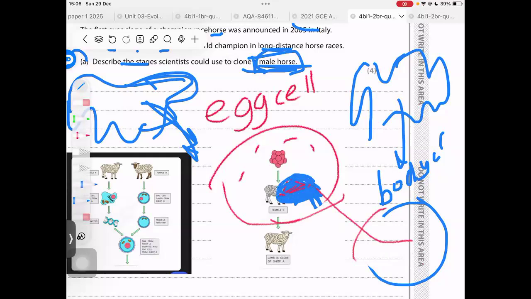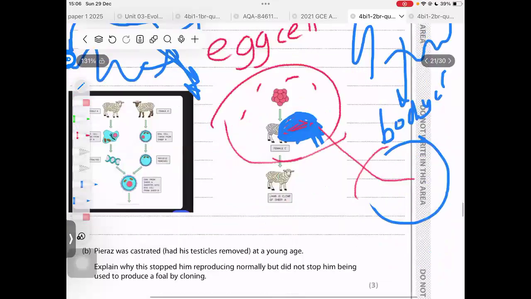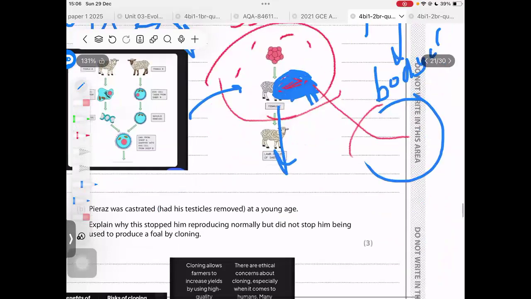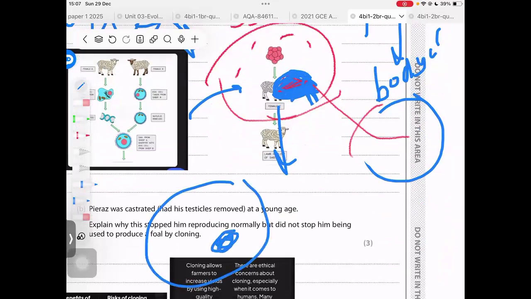This DNA is inside the egg cell now. Now, what do you do? You apply an electric shock. Then this egg cell will start to divide by mitosis, right?